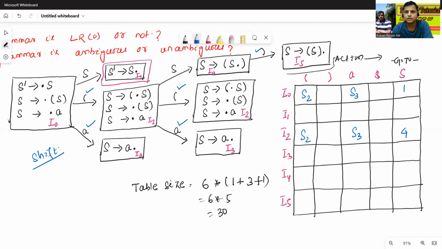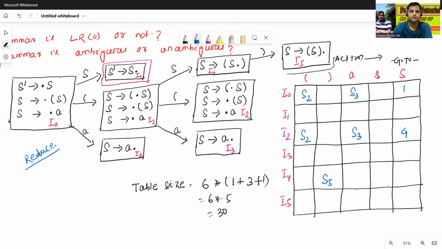Here 4 read close bracket goes to 5, which means S5. Okay, 4 read open bracket. So shift action is completed. Now we'll see the reduce action.